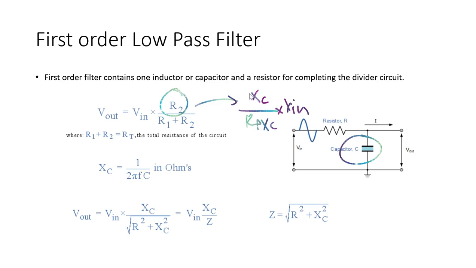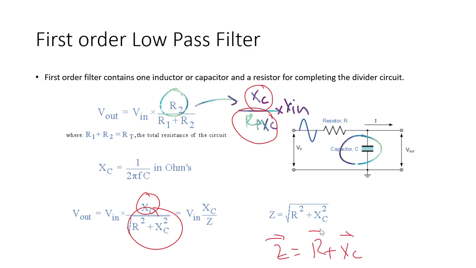If we want to find only the magnitude of the output signal, then we will combine these terms and use the value without j with this xc. So that will become xc divided by this term, which is actually the z. So z is equal to r plus xc in its complex values, or z is equal to the square root of r square plus xc square in its magnitude. So this is only the magnitude of that phasor, and z is again this term.